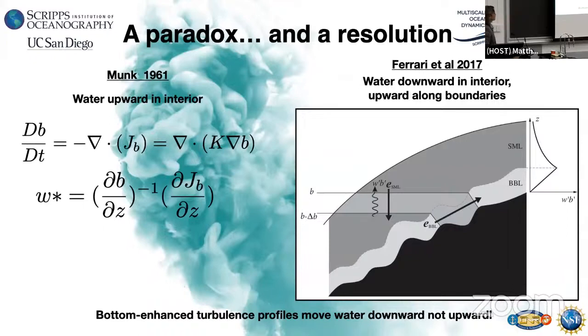So the way this paradox works, as I sort of hinted here, is that in a 1D model where you have the buoyancy flux increasing towards the seafloor, you would expect the divergence of the buoyancy flux to be consistent with downwelling. That's very bad if you want a steady state system.